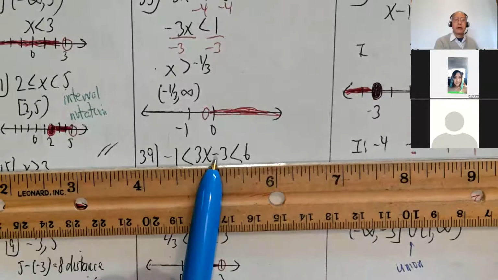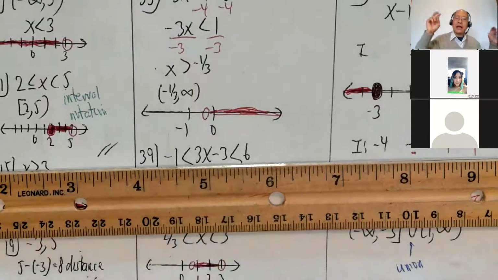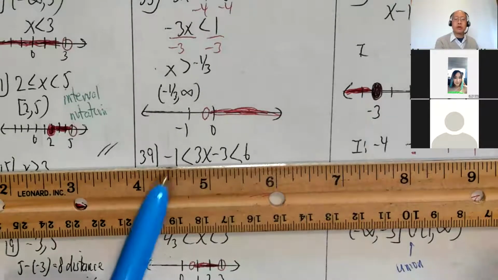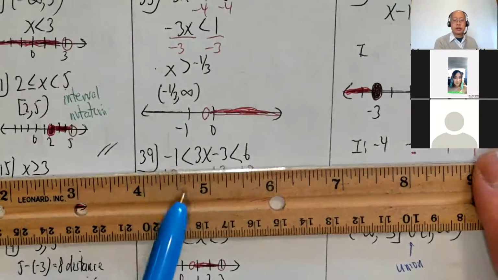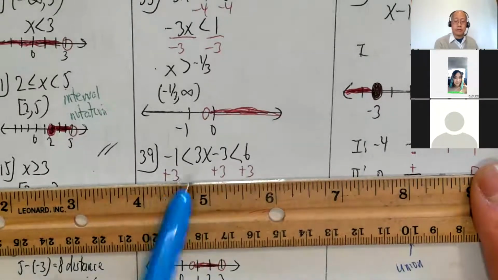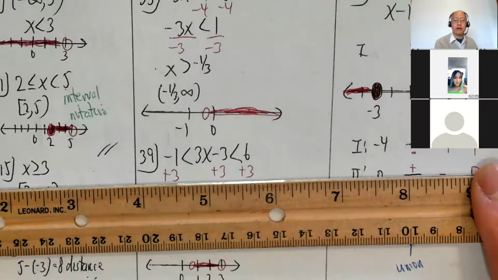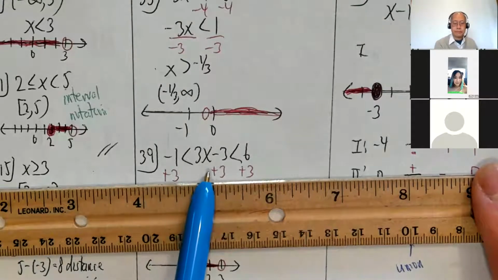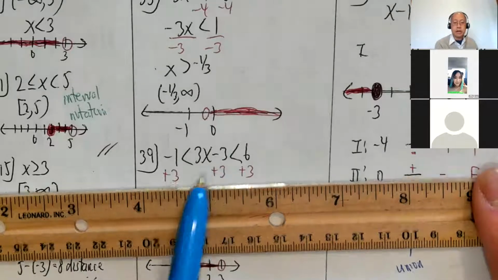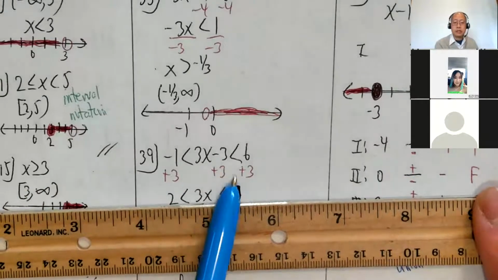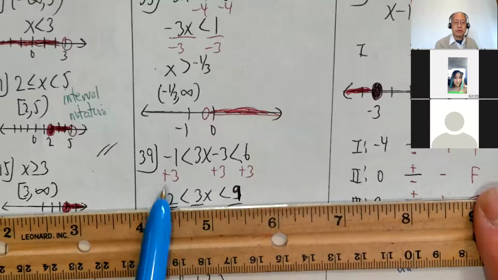Add 3. And you know how we usually say add 3 to both sides, quote unquote? Well, here there's 3 sides. So you do the same thing to all 3 of them. So +3, +3, +3. So this cancels out, 3x in the middle. 6 + 3 is 9. -1 + 3 is 2.